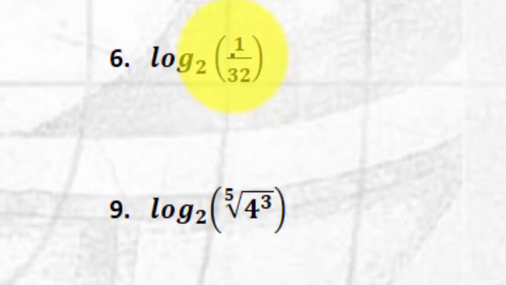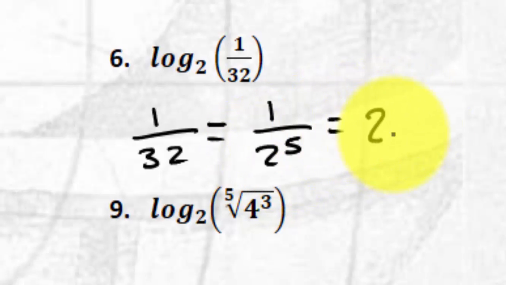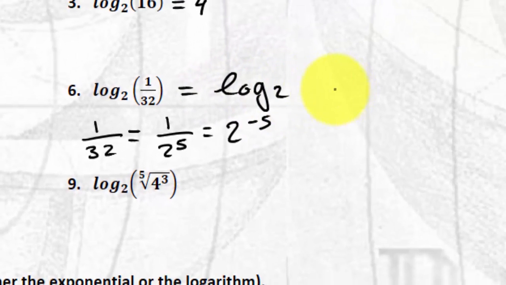Now I'm going to change my approach right here. I'm going to write 1 over 32 in base 2. I'm just changing my approach. I'm going to use another formula. So it's 1 over 2 to the 5th. So it is 2 to the -5. So this is log base 2 of 2 to the -5.